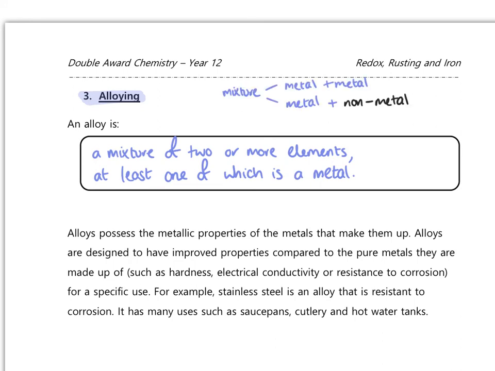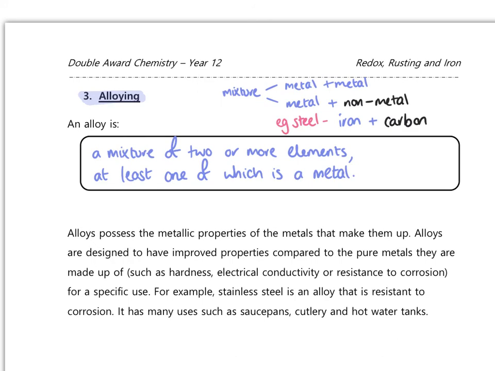So this is a method of rust prevention in that we would take our iron and we would mix it with another element. It could be another metal or it could be a non-metal. For example, steel is actually an alloy of iron and carbon. It is the element iron mixed with the element carbon. Alloys possess the properties of all of the elements that make it up. That's one of the properties of a mixture.